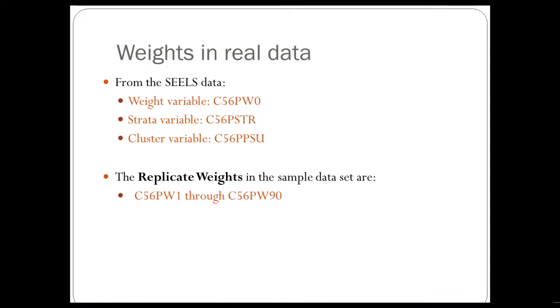you have a weight variable, and you'll find out from the documentation from whatever data set you're using, it will explicitly tell you the appropriate weight to use. It will tell you this is the weight variable. And you'll have a strata variable, which is the stratification variable for the sample, and then the PSU, or cluster variable. PSU is also known as the primary sampling unit. It's also known as the cluster variable. And then from that, you also have the replicate weights in the sample data sets.